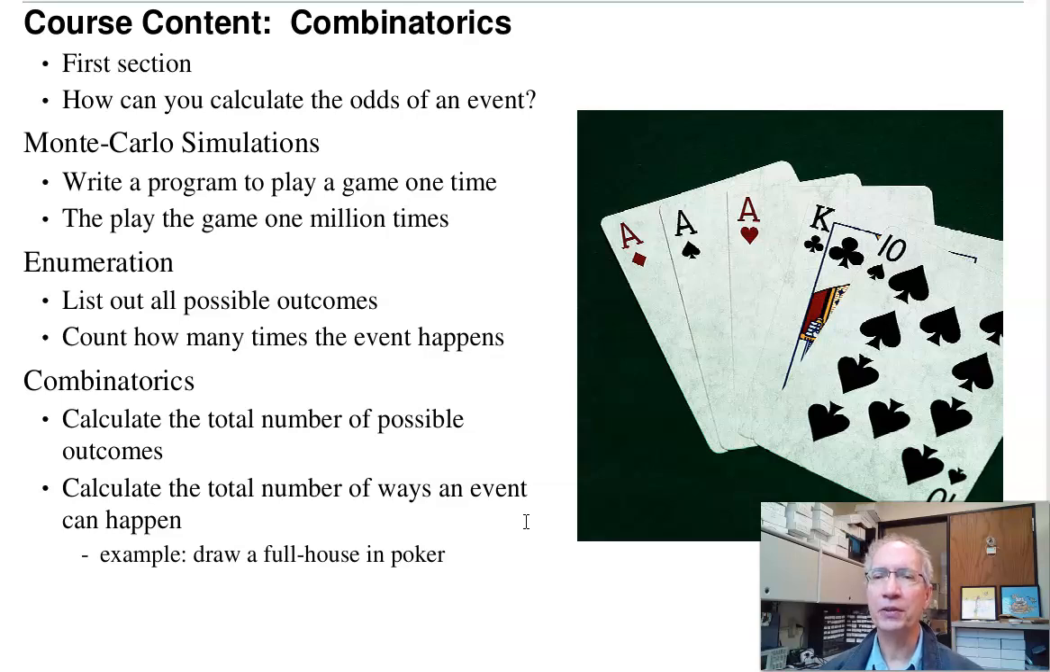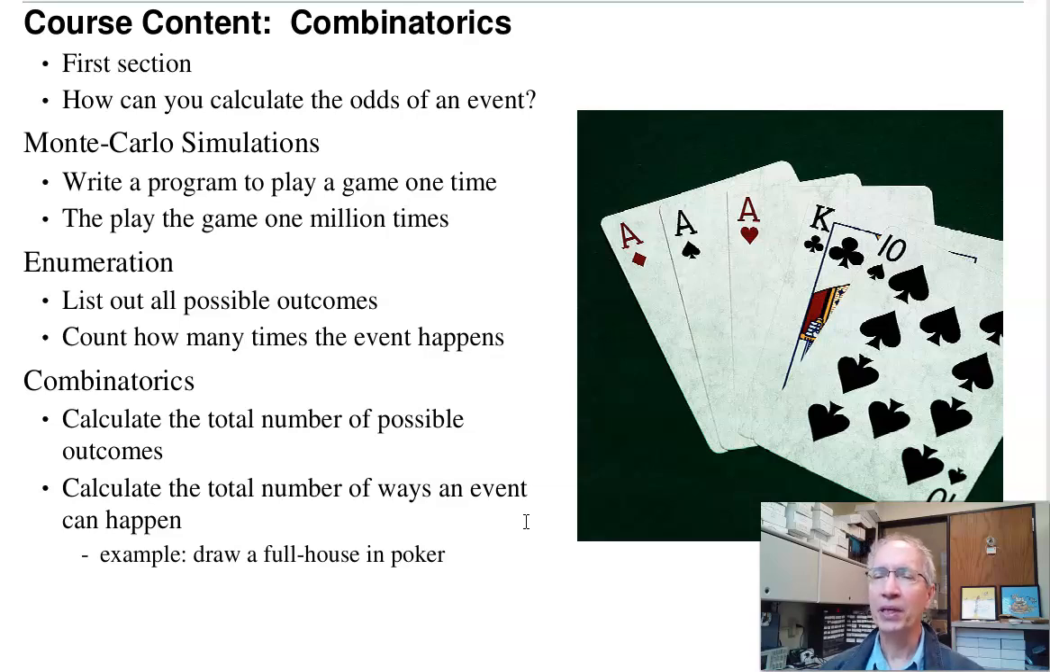then combinatorics. Monte Carlo simulations look at if I could write a program to play a game one time, then I can throw it in a for loop and play the game 1,000,000 times. If I count how many times the event happens in 1,000,000 trials, that's roughly the probability. That kind of uses the definition of statistics, probability. Probability is as the number of trials goes to infinity, what percentage of the time do I get a success?